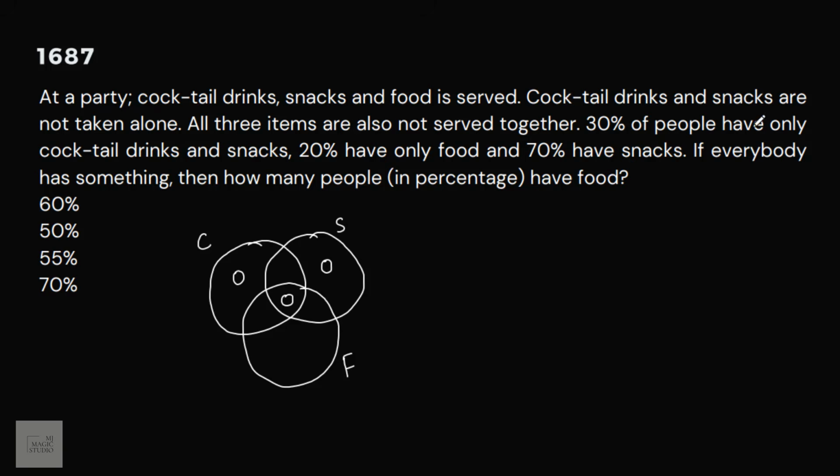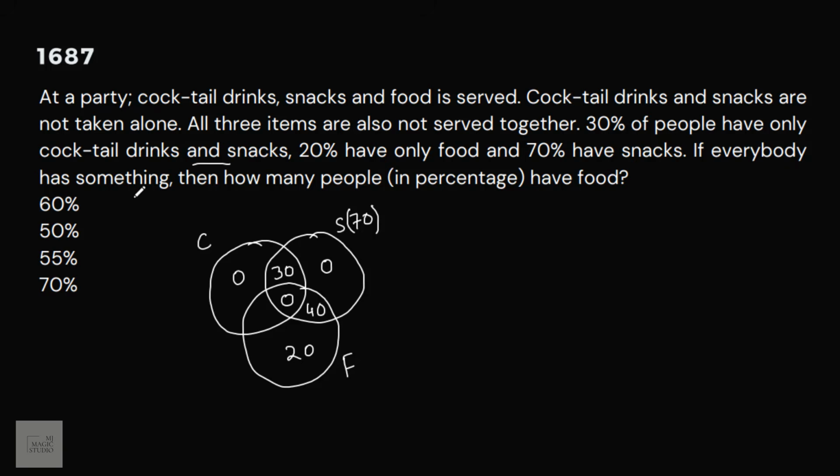30% of people have only cocktail drinks and snacks. 20% have only food. And 70% have snacks in total. That means food and snacks is 70 minus 30, so 40% of the people have taken food and snacks.